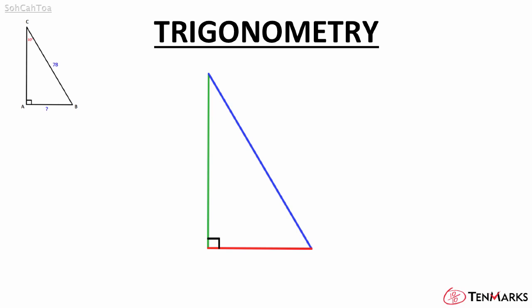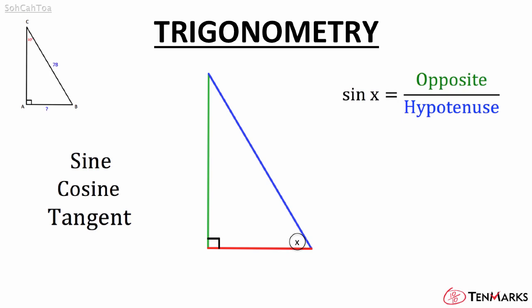A triangle has 6 parts, 3 sides, and 3 angles. Trigonometry provides us with ratios between the angles and sides of a triangle. In a right triangle, there are 3 important trigonometric ratios called sine, cosine, and tangent. The sine of x is equal to the length of the opposite side divided by the length of the hypotenuse.